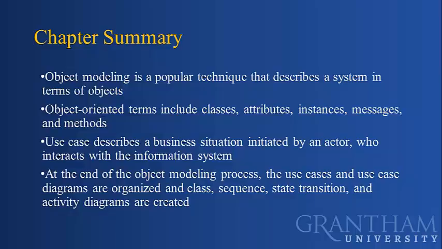Chapter Summary. Object modeling is a popular technique that describes a system in terms of objects. Object-oriented terms include classes, attributes, instances, messages, and methods. A use case describes the business situation initiated by an actor who interacts with the information system. At the end of the object modeling process, the use cases and use case diagrams are organized, and class, sequence, state transition, and activity diagrams are created. Read Chapter 6 and review the key terms.